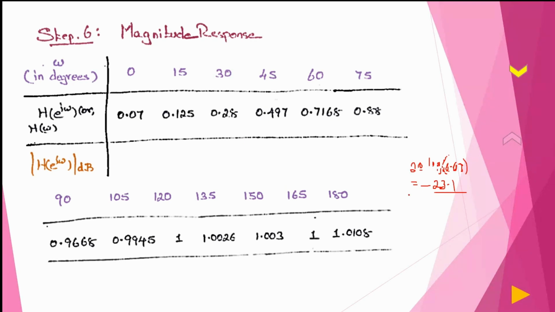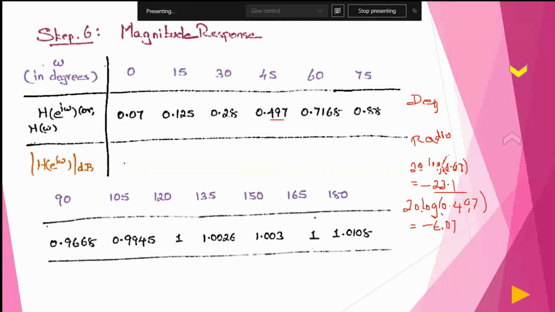Similarly, we can find here for 20 log 0.497. Suppose if you are substituting 20 into log 0.497, for determining the decibel you can use the calculator in radian mode, and then to determine here h of omega phase you can use the calculator in degree mode. இங்க radian modeல நீங்க யூஸ் பண்ணிக்கலாம். Okay, here you can use degree mode. So இங்க என்ன வருது -6.07.